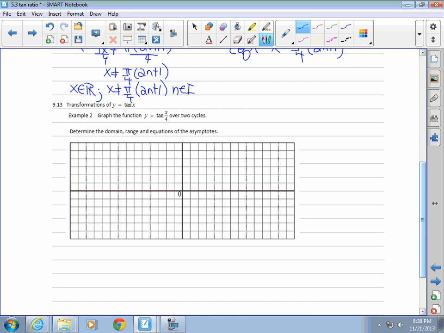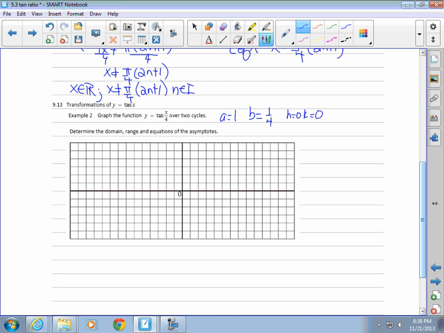Okay, now we want to graph the function y = tangent of x over 4, and find the domain, range, and the equation of the asymptote. So same thing, we go through the same steps. A is equal to 1, b is equal to 1/4, h is 0, k is 0.